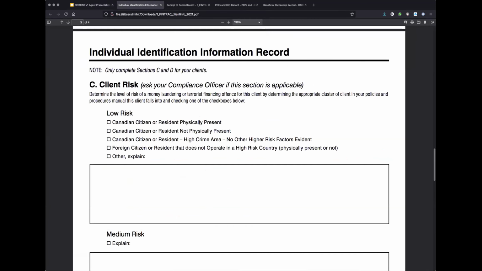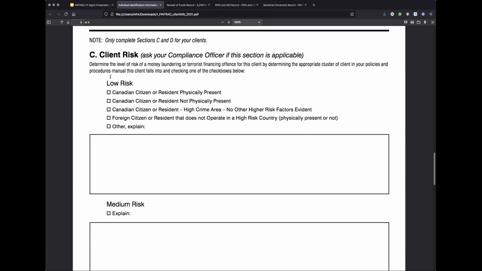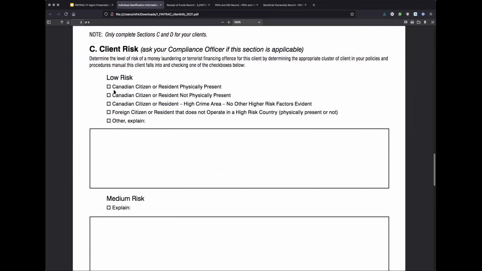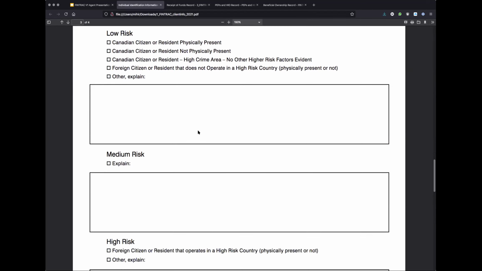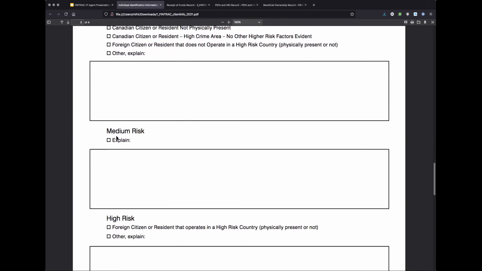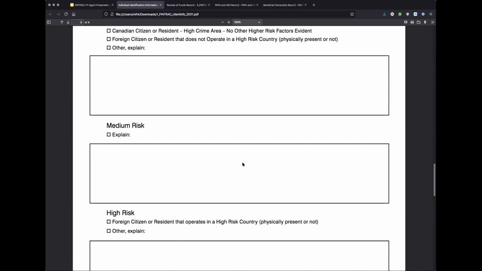So once again, hopping back into this, if you were completing this form, section C, it was a low risk transaction, they were a Canadian citizen or resident physically present, all you would be required to do is check mark this section. Only one of these should be completed, one of the check marks. The other section, there is no requirement to explain here other than in medium risk. When it does come under medium risk, an explanation is required, and all you have to mention is that the third party could not be verified.